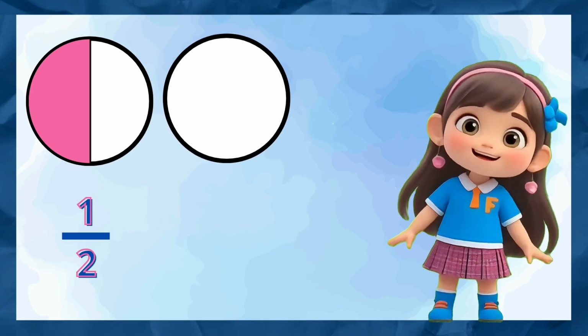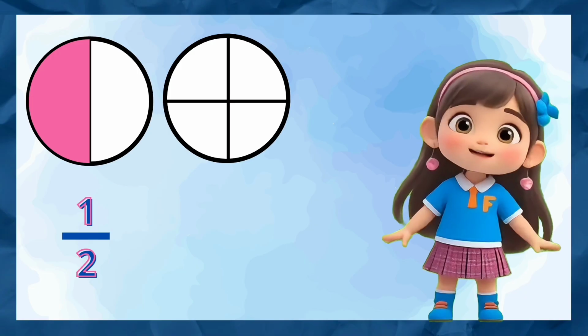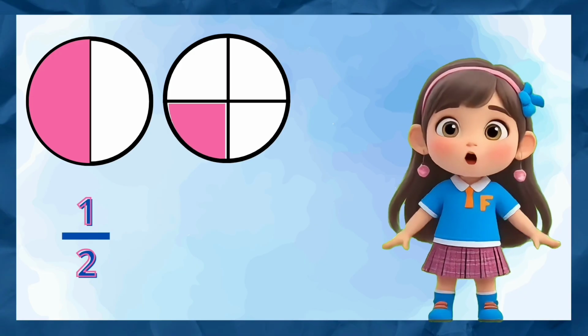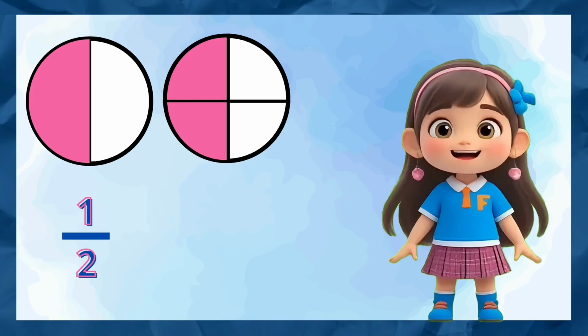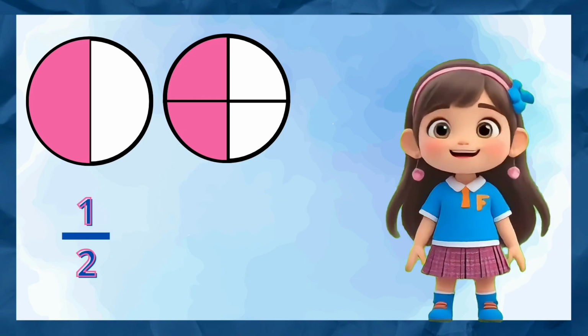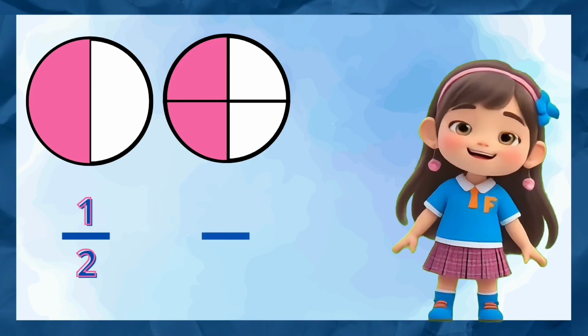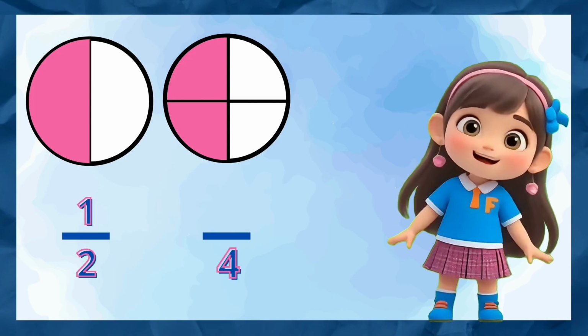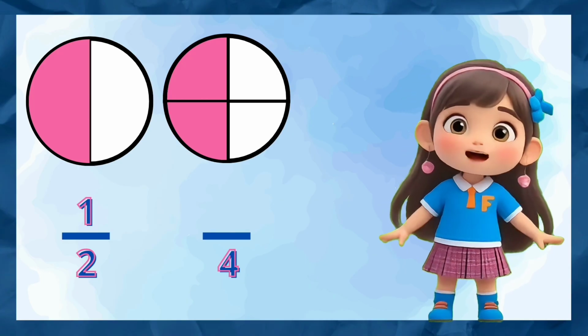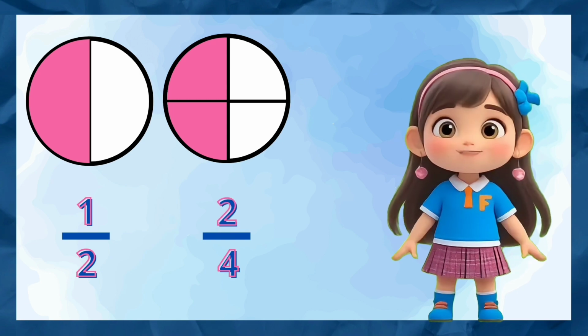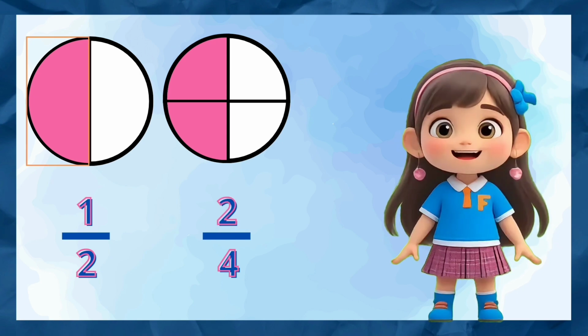Let us use the same circle again, but instead of having two equal parts, let's cut it into four equal parts. We now have quarters. If we shade two parts out of the four, what do you notice? The same amount has been shaded. That's right. From this visual representation, we can see that one half is the same amount as two quarters, which means they are equivalent fractions.